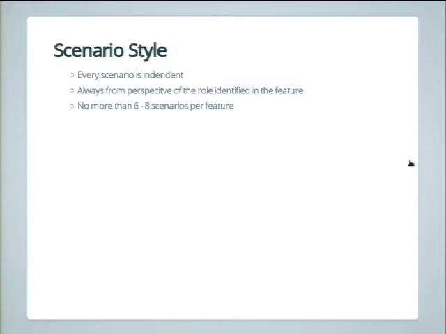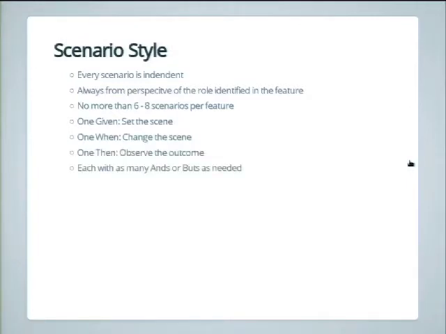As a rule of thumb, you typically end up with maybe only one or two, but kind of 6 to 8 scenarios in a feature tells you that you're on track. When you start getting a lot more than that, you're probably defining your feature too big. So it's a helpful rule of thumb about the size. One given, set the scene. One when, change the scene. One then, observe the outcome, with as many ands or buts as you need in each one of those.